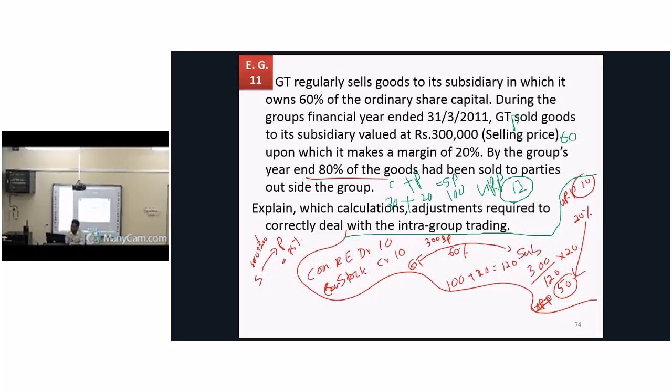Right? So then, how to account for this 12? Seller's retained earnings, the seller, debit, and group inventory credit 12.